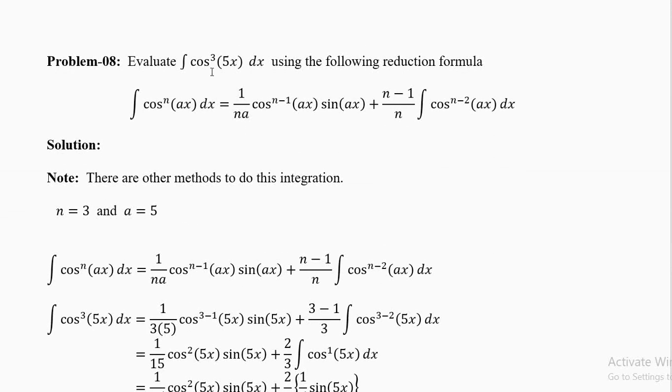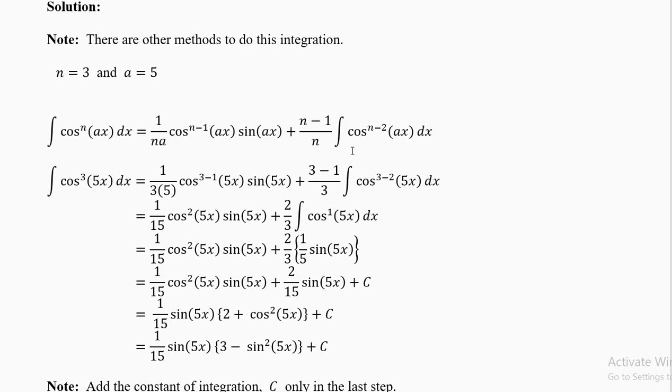Now evaluate cos cube 5x. Last time we did cos square, now it is cos cube. The reduction formula will be the same, obviously. N equal to 3, a equal to 5. Now look at the reduction formula. The outside algebraic term is 1 over na, 1 over 3 into 5, it is 1 over 15. 3 minus 1 is 2, n equal to 3. We get cos square sine 5x, write it in all the steps.